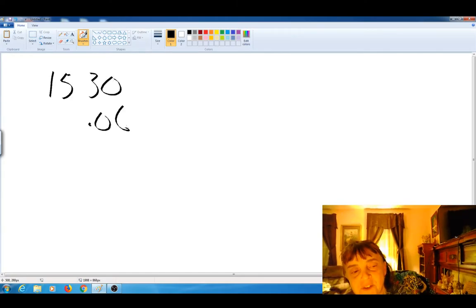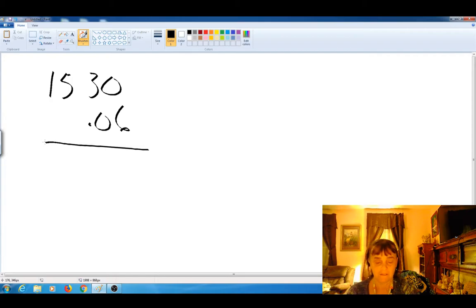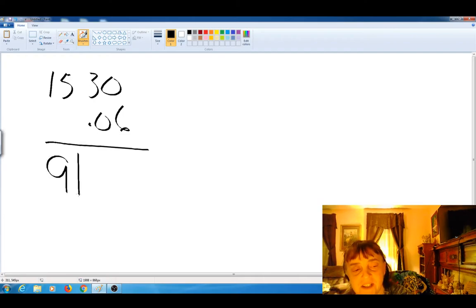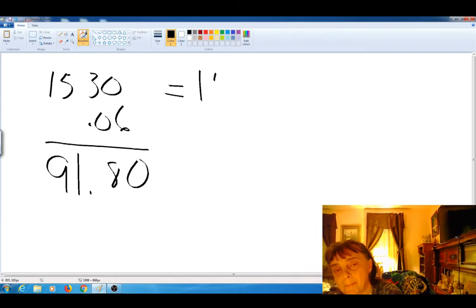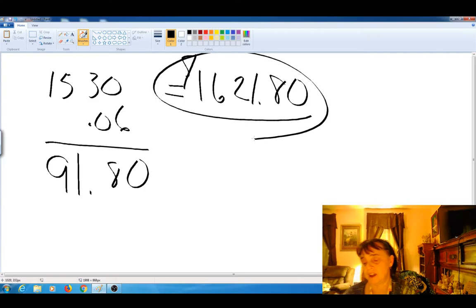Okay, find 6% of 1530. 1530 times 0.06 is $91.80. You have to charge sales tax. So 1530 plus 91.80 is 1621.80, which is the final price of the piano. And it was originally priced at $1,800 before sales tax.